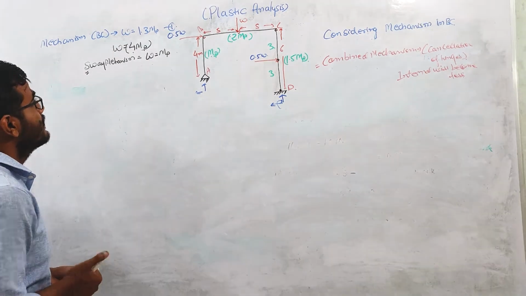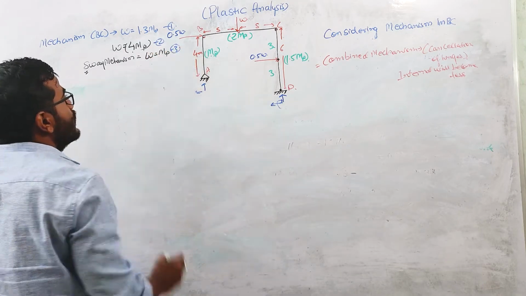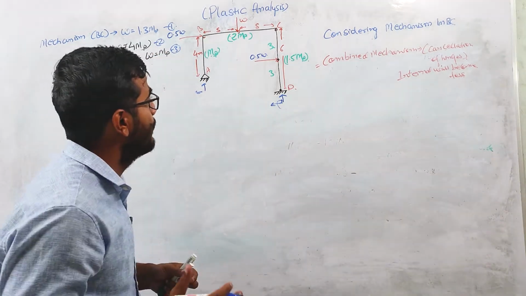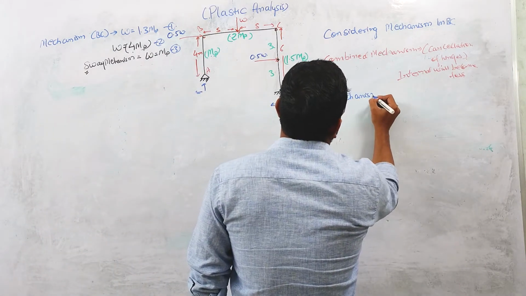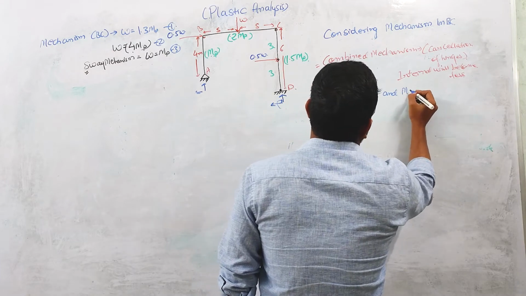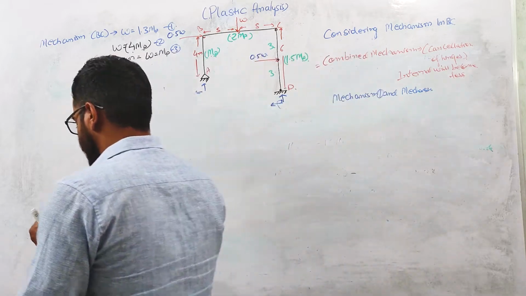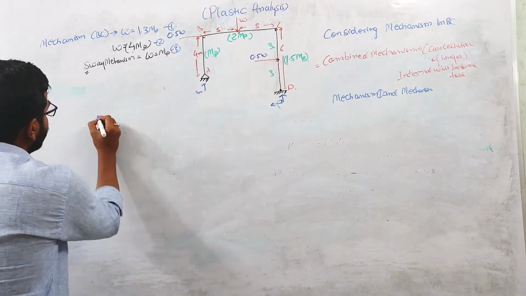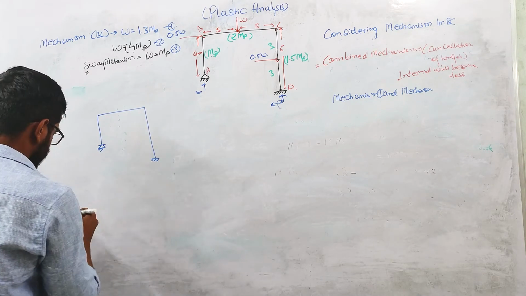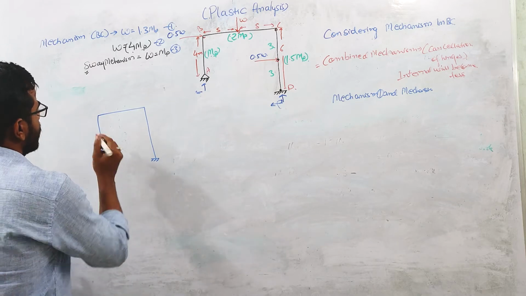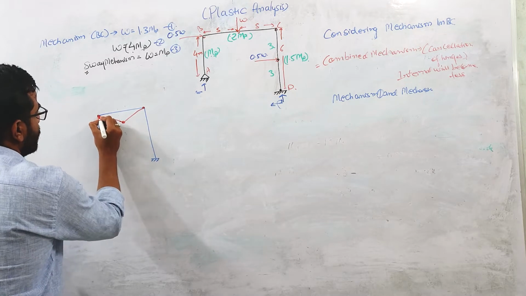Now we are having 3 mechanisms. This is mechanism 2, this is mechanism 3. So let us suppose we first combine mechanism 1 and mechanism 2. Okay, now see it very carefully. Due to mechanism 1, the displacement of the beam was looking like this. This is mechanism 1.